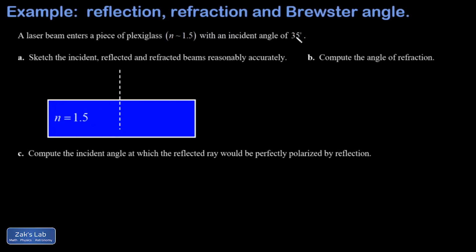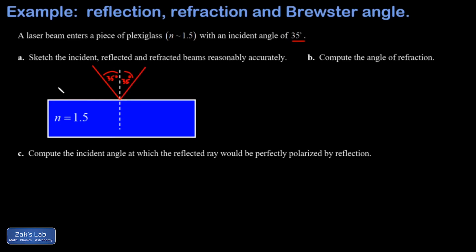So we're given the incident angle here of 35 degrees. And in part A, we're asked to just sketch the incident ray, the reflected ray, and the refracted ray reasonably accurately. So I want to show a ray that looks like it's something like 35 degrees coming into this point. And then my reflected ray should have exactly the same angle. So we'll try to do a reasonable job of that.